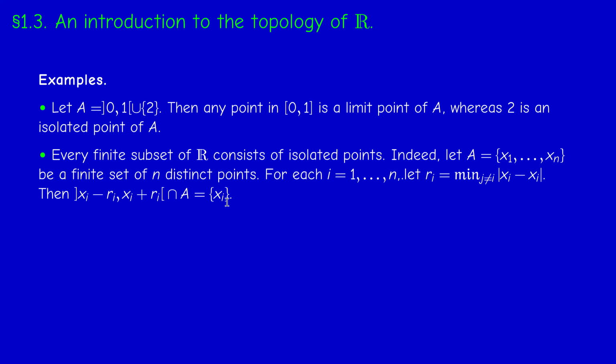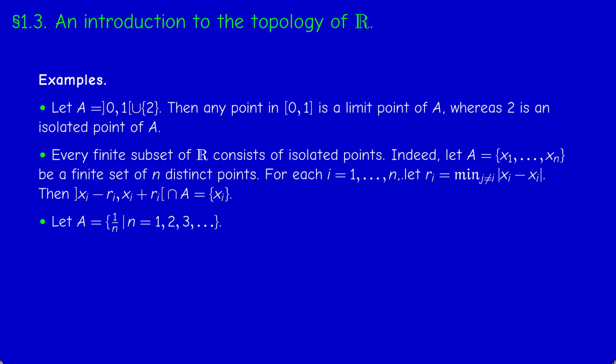Okay, try to make a picture. Just take 3 points, x1, x2, x3. And so we found a neighborhood of x_i meeting A only at x_i, and this is true for all i. So all points in the set are isolated. There are no limit points. So what does it mean? It means that if a certain set has a limit point, it must be infinite, right?